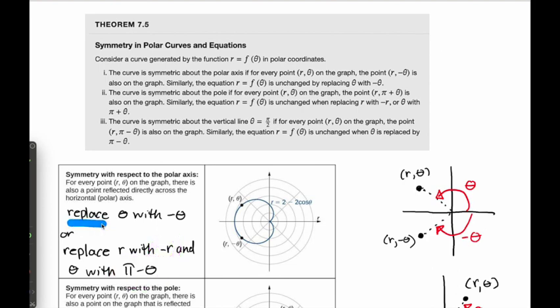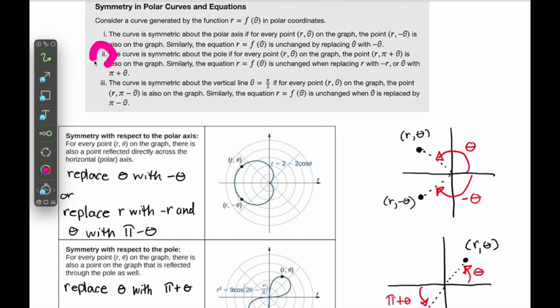So if we replace theta with negative theta and we get the same equation back, or if we replace r with negative r and we replace theta with pi minus theta and we get the same equation back, that's another way that we can check for polar axis symmetry.